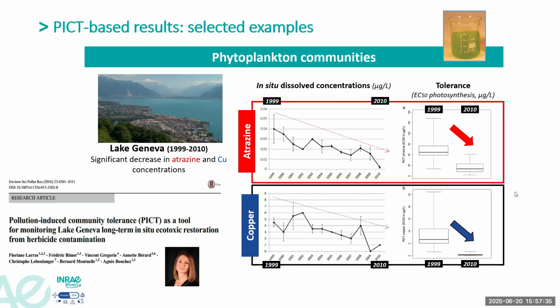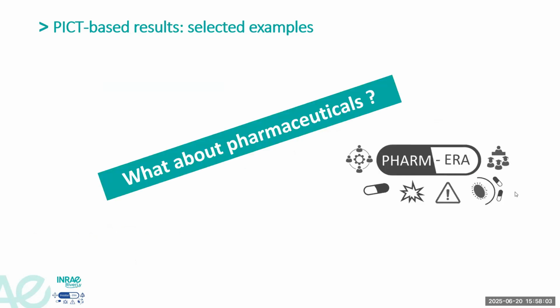And this was associated with a decrease in the tolerance of phytoplanktonic communities. So the tolerance was also measured based on photosynthesis. So you can see that there is clearly a relationship between the exposure level of phytoplankton to atrazine and copper and their capacity to tolerate the acute toxicity of this contaminant in the lake. So this is a very nice example also of the relevance of the PICT approach.